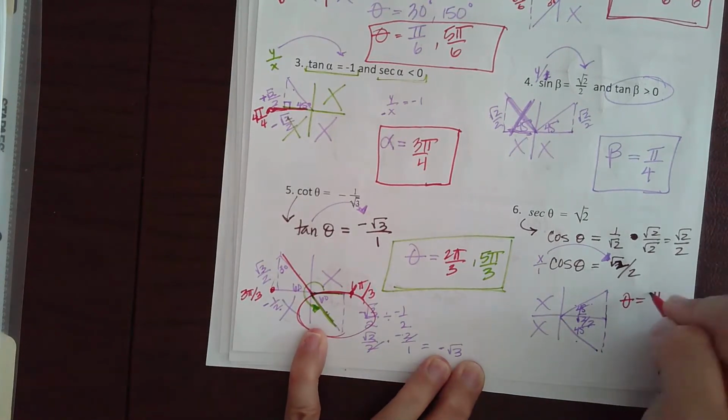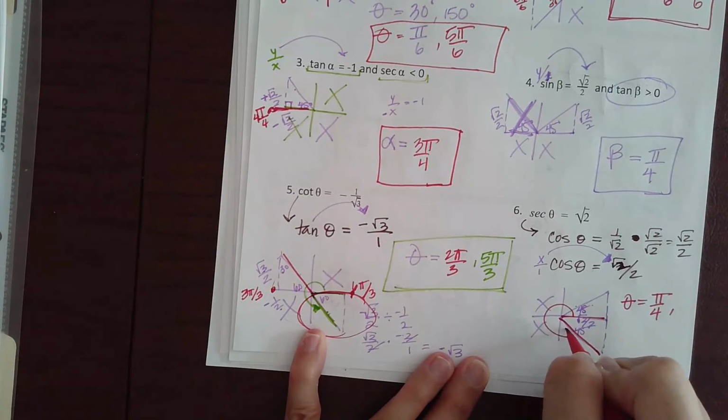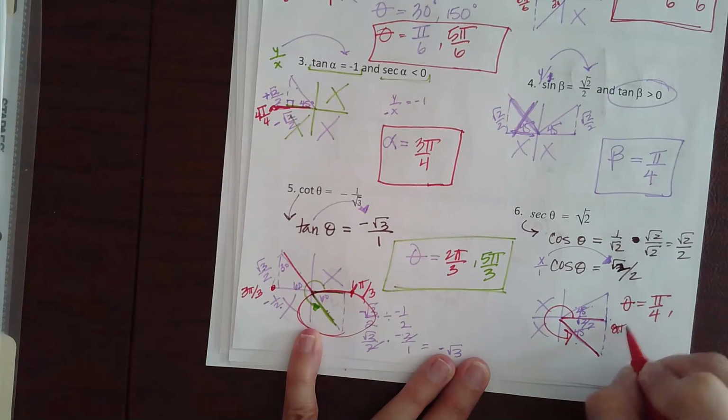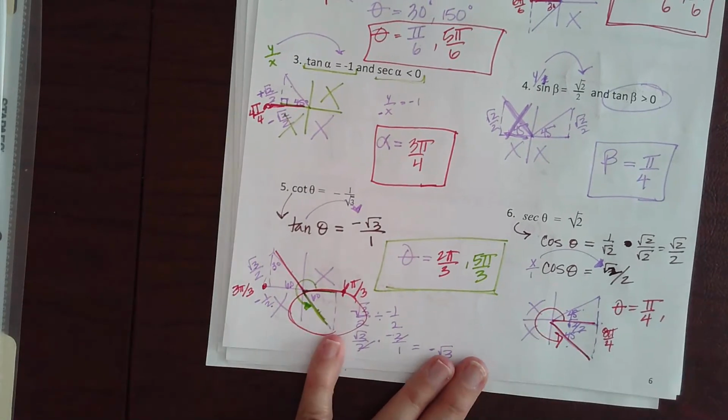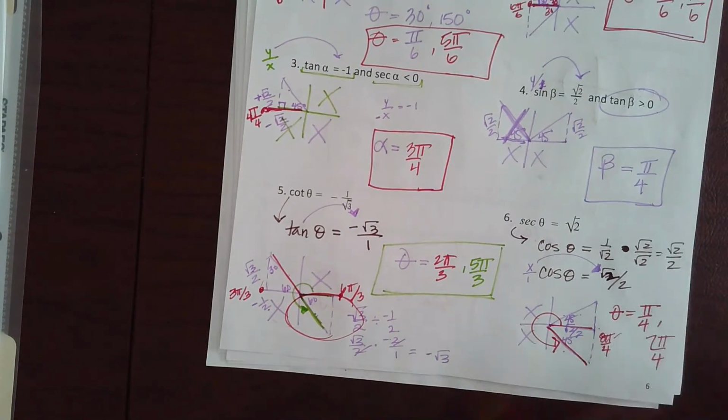So in quadrant 1, we just name it pi over 4, right? To get to my fourth quadrant angle, I would take 2 pi and subtract pi over 4. So to make it a denominator 4, 2 pi is 8 pi over 4. Subtract pi over 4, and I get 7 pi over 4.